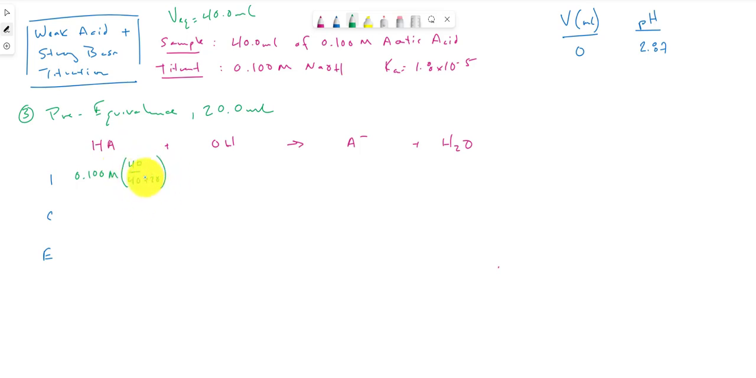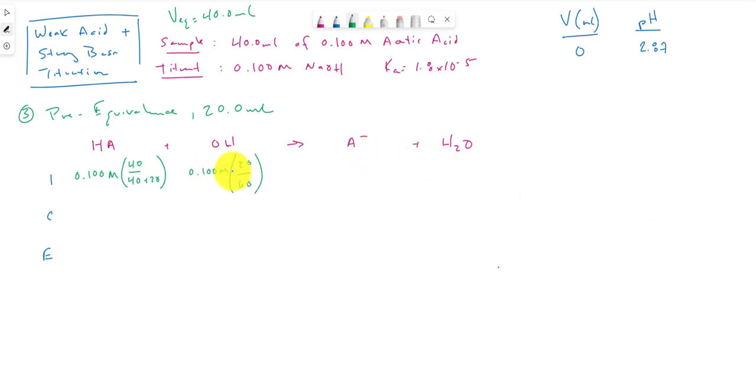You can work this out dimensionally and convince yourself that this is a valid way to do it, because what that really tells me is what this concentration is. It's not 0.1, it's slightly more dilute than that because we've added some volume of stuff. So I'm going to use this approach just to simplify.